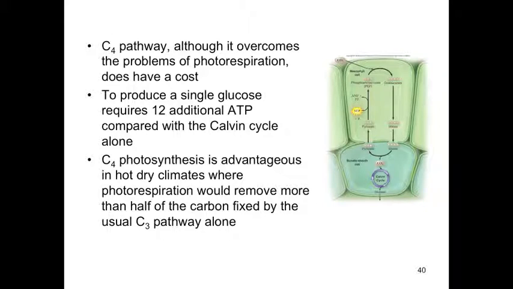Although this system overcomes the problems of photorespiration, it does have a cost. And that is, to produce a single glucose requires 12 additional ATP when compared to the Calvin cycle alone. C4 photosynthesis is advantageous in very hot and dry climates where photorespiration would remove more than half of the carbon fixed in the usual C3 pathway.